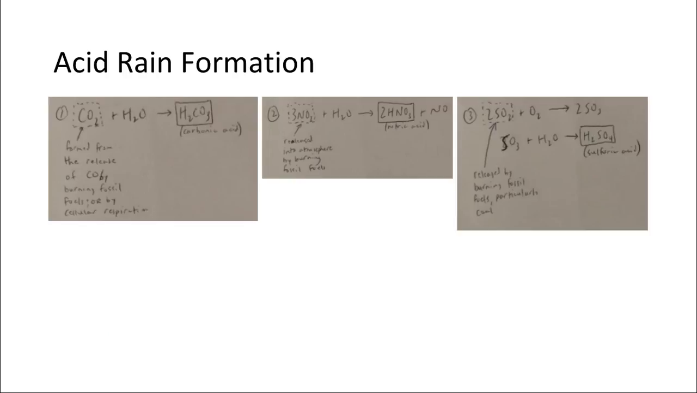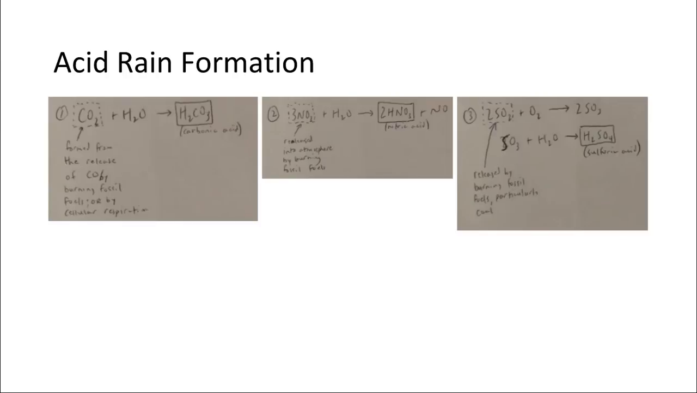Acid rain is formed three ways. Carbon dioxide, which is formed by the release of carbon monoxide, a primary pollutant, combines with water to form carbonic acid. This was when you blew the straw in the lab and created acidic water from the carbon dioxide from your breath. That's why rainwater tends to be on the acidic side rather than neutral, because of naturally occurring carbon dioxide.